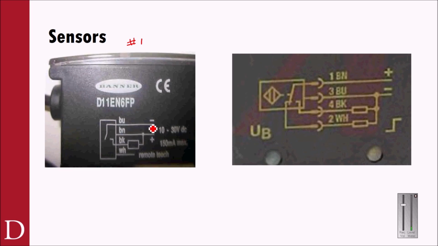You'll notice that I can tell what voltage it is. The voltage is 10 to 30 volts DC. So you might get asked a question like, well, can I use 12 volts with sensor 1? Well, sure you can. It's 10 to 30 volts DC.